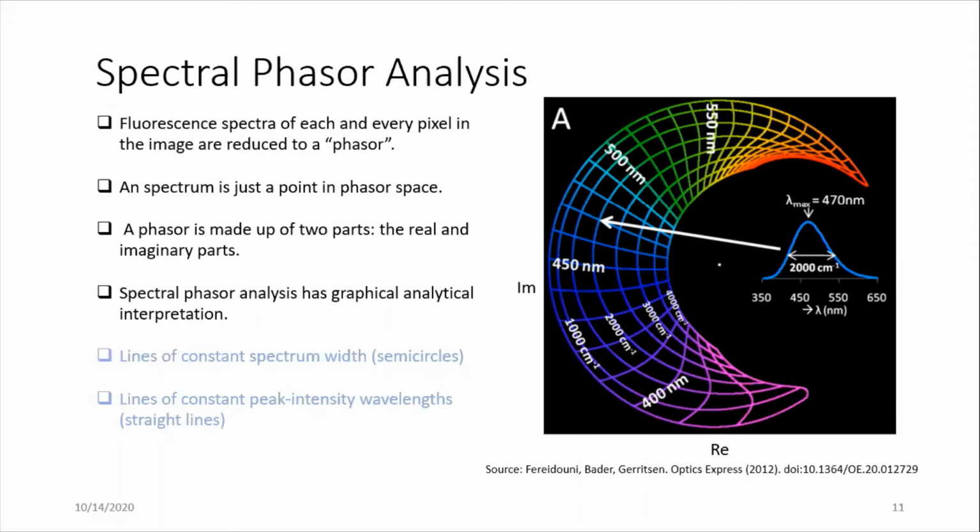We use a special method known as spectral phasor analysis to analyze our data. It turns out that a spectrum in a spectral phasor is just a dot, and it has two parts, the real and the imaginary part. Spectral phasor analysis has a graphical and analytical interpretation. Looking at the shift in the spectral phasor, we can predict several things that are happening in cellular respiration.